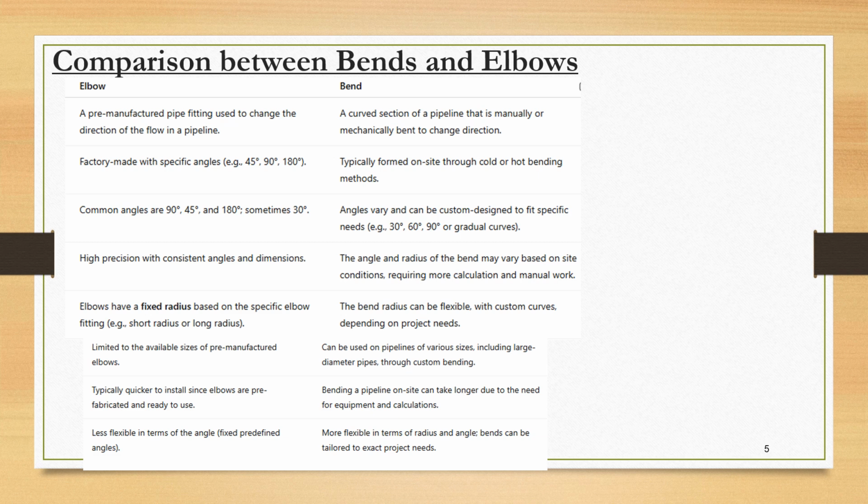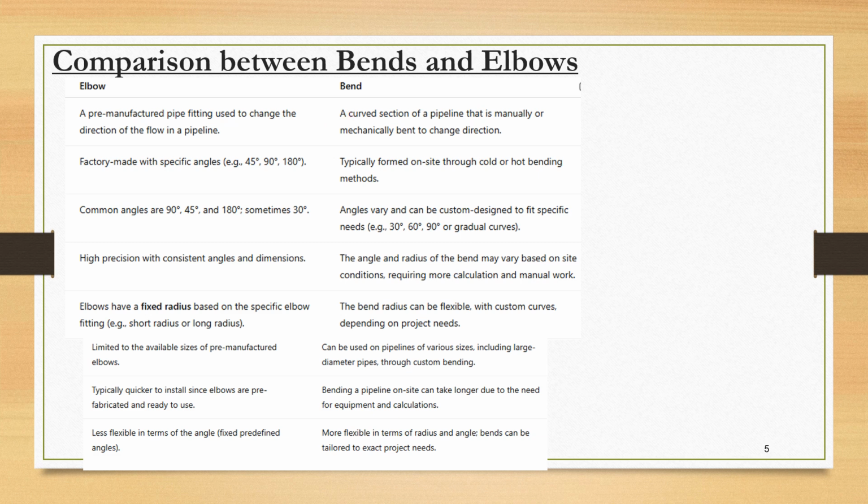Now if you compare the major differences between a pipeline bend and a pipeline elbow, we can understand that an elbow is a pre-manufactured pipe fitting used to change the direction of the flow in a pipeline. So this is pre-manufactured, meaning based on some standard, usually ASME B16.9. These elbows are pre-manufactured and are available in standard sizes.